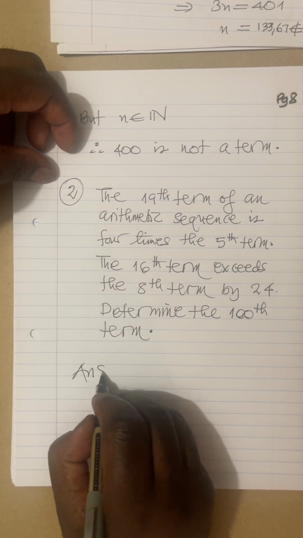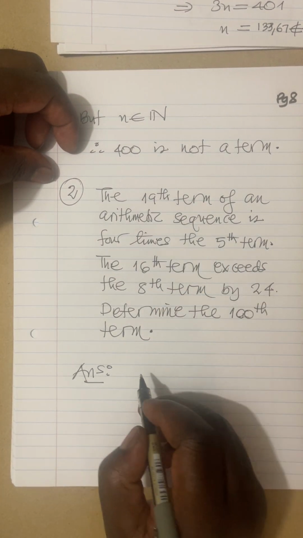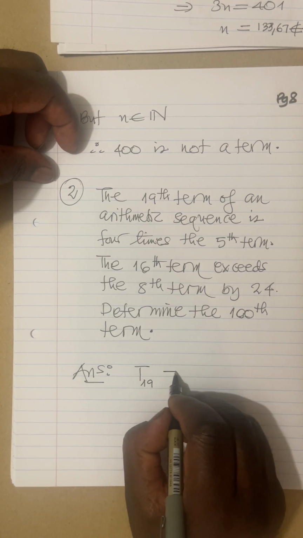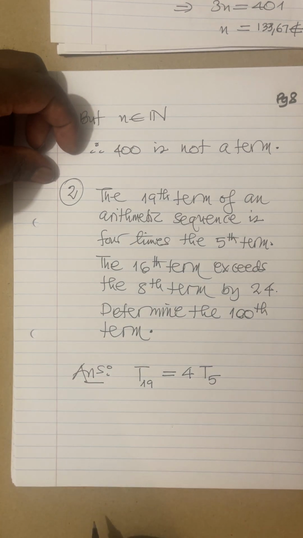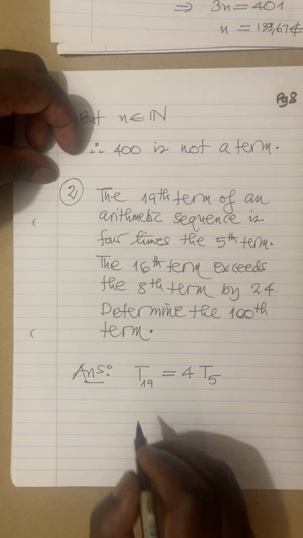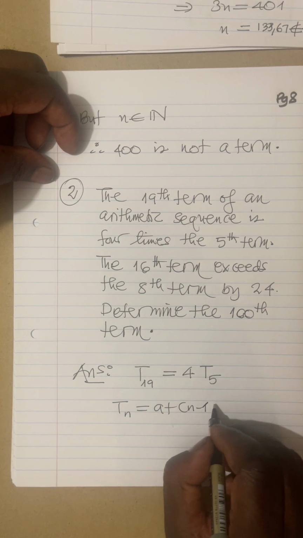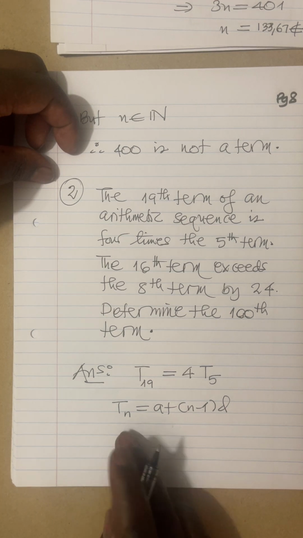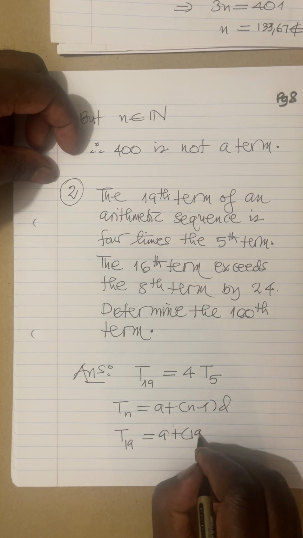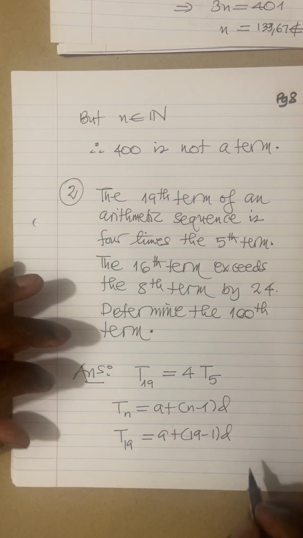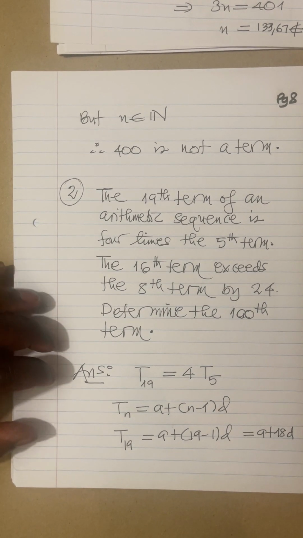Let's go straight into it. Our answer will be as follows. First, translating the information as it is, 19th term, T19, is equal to 4 times term number 5. There it is. And we know that T subscript n is A plus n minus 1 times D. So therefore we can work out T19 from here. T19 will be equal to A, which we don't know, plus 19 minus 1 times D. What do we get here? We get A plus 18D. We're done with this part.